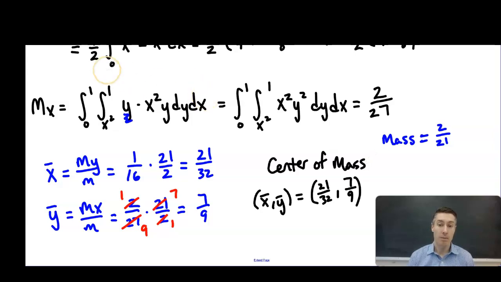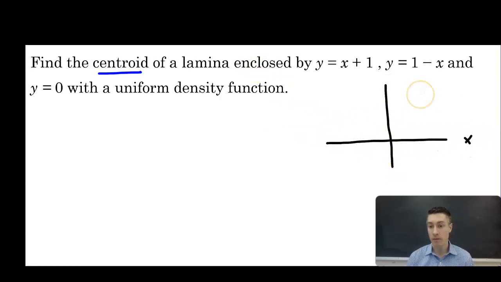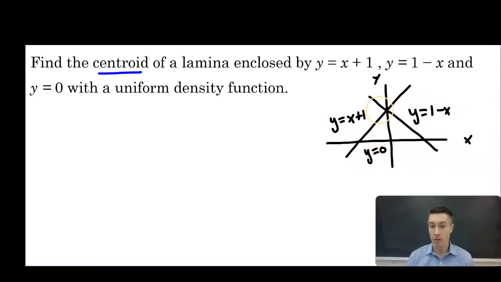Okay, so now that we've established center of mass, let's talk about centroid. So find the centroid of a lamina enclosed by y equals x plus 1, y equals 1 minus x, and y equals 0 with a uniform density function. Okay, so drawing out our region. So we have y equals x plus 1, y equals 1 minus x, and y equals 0. So we have a triangular region.